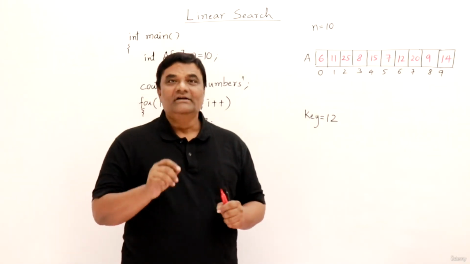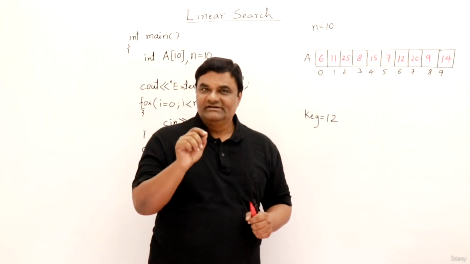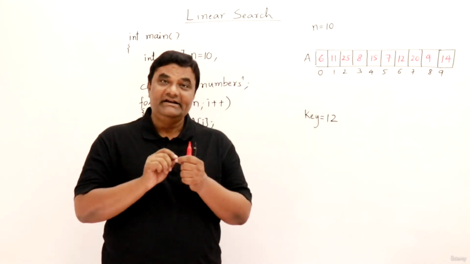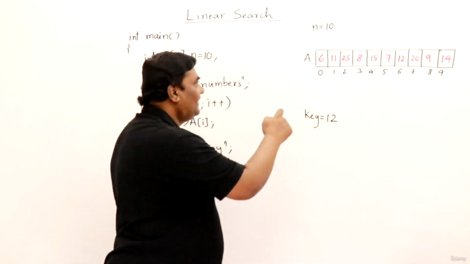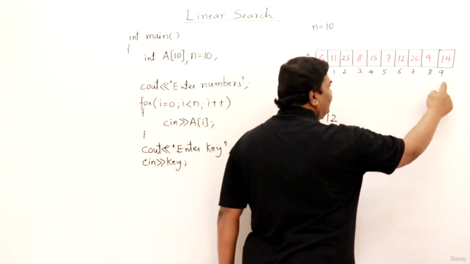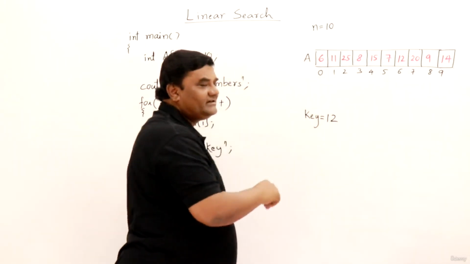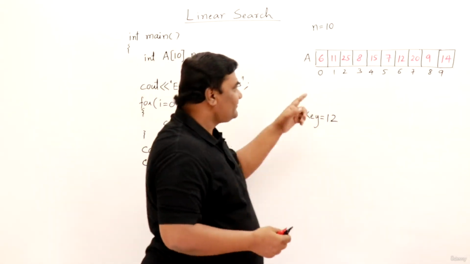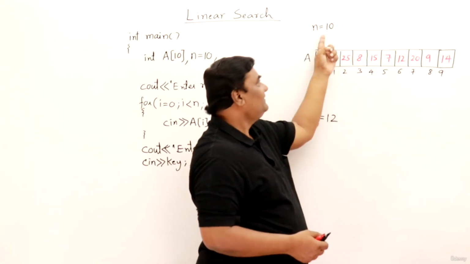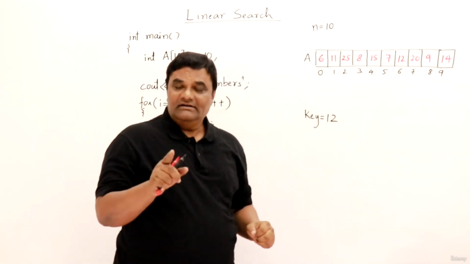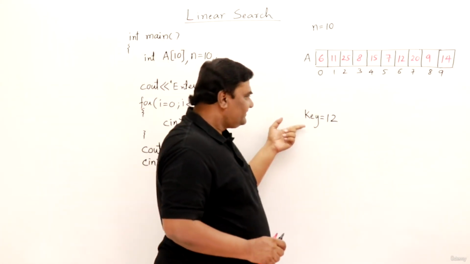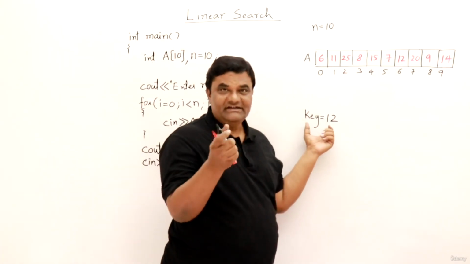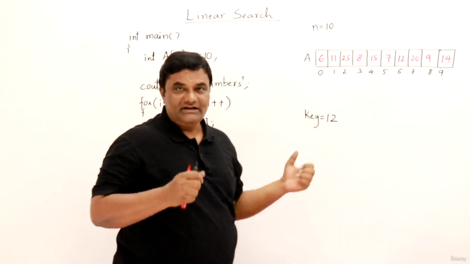The foremost thing, searching. Searching is a process of finding the location of an element. So look at here. I have a list of elements. We know well that a list of elements is stored in an array. Yes, they are stored in an array. The array is of size 10 and n is 10 here. In this, I want to search for an element. The searching element is usually called a key. We say we are searching for this key, 12.